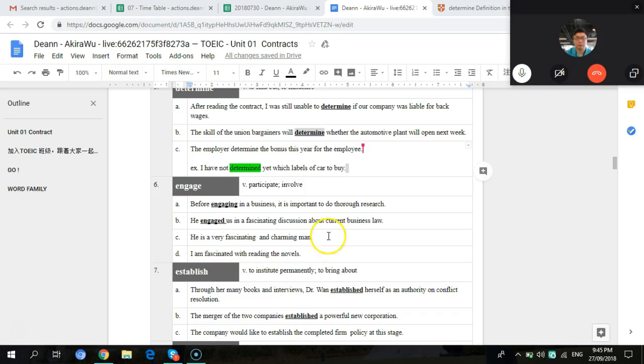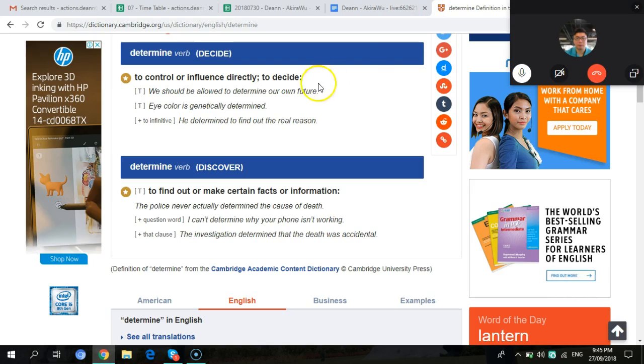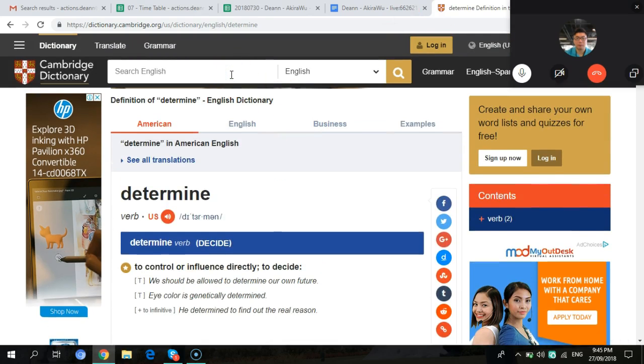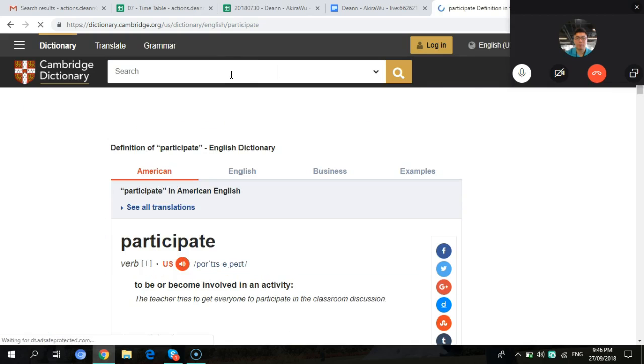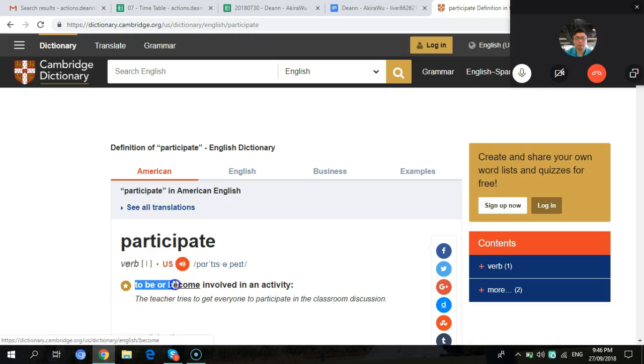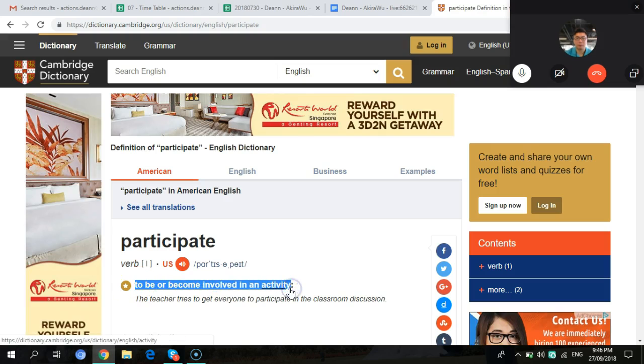Okay, so let us proceed to our lesson. Let's have number 6. Engage. What does it mean, this word? I think it means involve. Yes. Okay, so that is participate. When you say participate, it is to be or become involved in an activity.